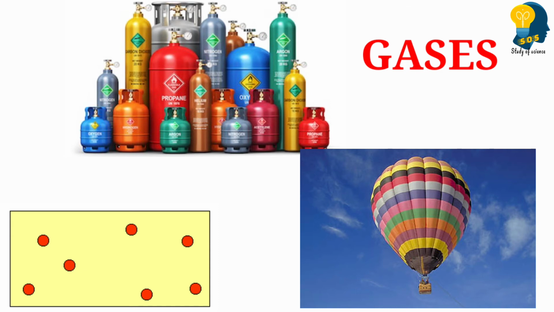Correct? Then what about the gases? In gases, the intermolecular space is high. They have more intermolecular spaces, and the particles of the gases move freely. They are continuously in motion. As the intermolecular space is high between the particles of the gases, the particles are continuously in motion. Clear? Okay, so that is what you have to understand about the intermolecular spaces between the solids, liquids, and the gases.